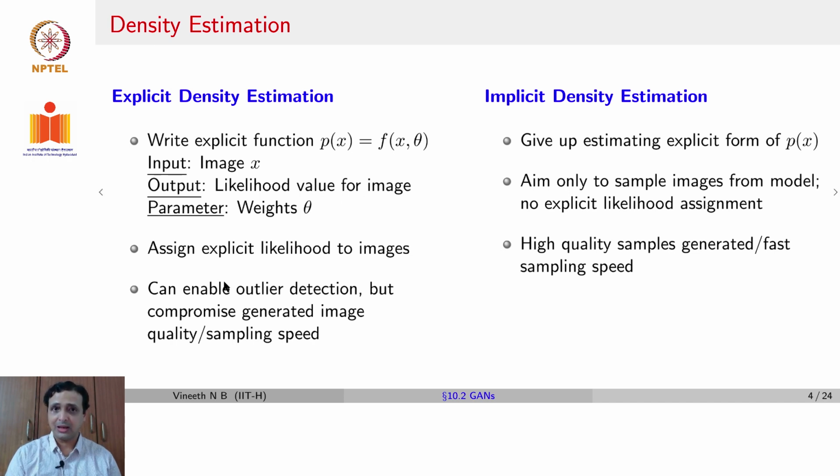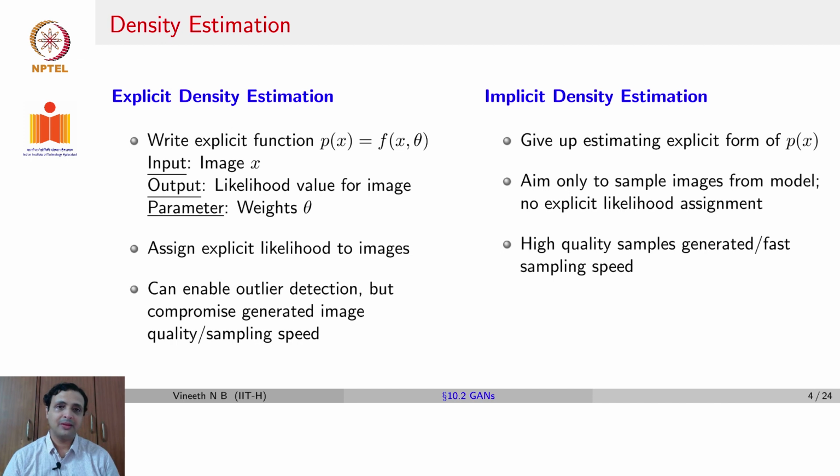So in this case, an explicit likelihood is assigned for each image. With explicit density estimation approaches, one thing that you will realize as you see different methods is they are very good at outlier detection, for the same reason that we just said. If a point's likelihood of belonging to a distribution is very low, it is perhaps an outlier. But explicit density estimation approaches do struggle to generate images of very high quality, and sometimes can also be slow in generating images.